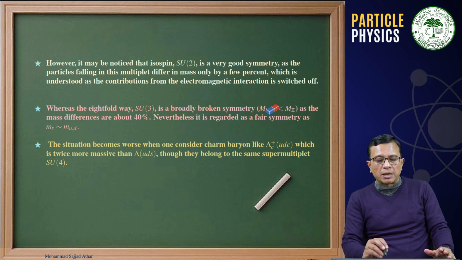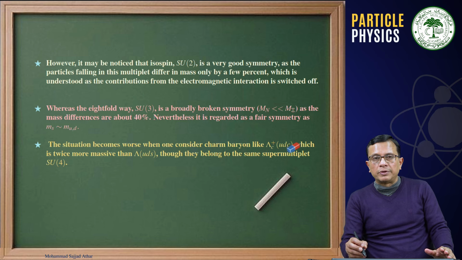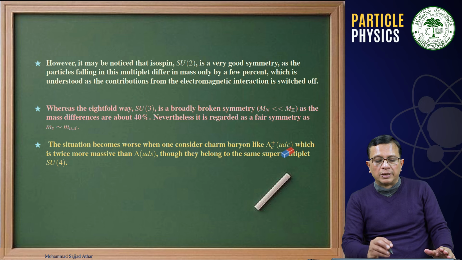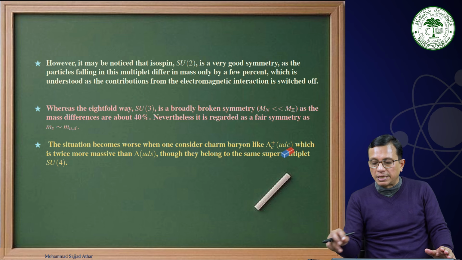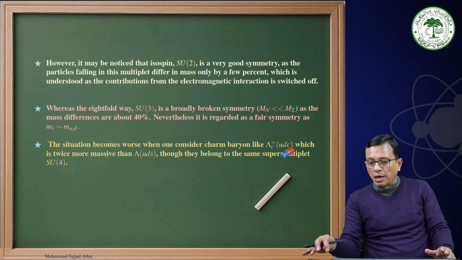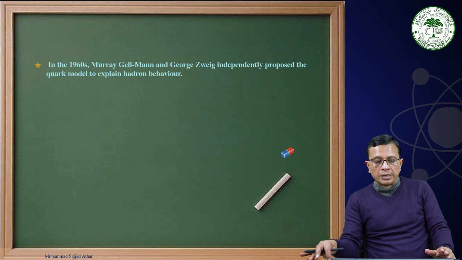The situation becomes really bad when one considers a charm baryon like lambda C plus, which consists of a U quark, D quark and a charm quark, and is twice more massive than a lambda, which is made up of U, D and S quark, though they belong to the same super multiplet SU4. Therefore, the masses here, as you can see, are really becoming quite different.